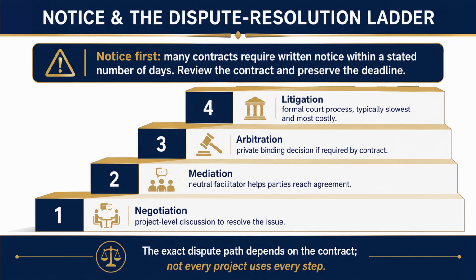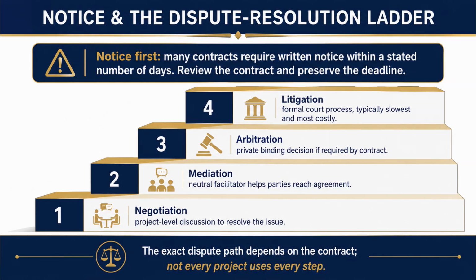Notice first. Now, when a dispute does happen, there's an escalation ladder, and the principle is, start at the bottom and climb only as high as you must. Rung 1, negotiation. Project-level discussion to resolve the issue. The cheapest, fastest, friendliest level. Two reasonable people working it out. Always start here.